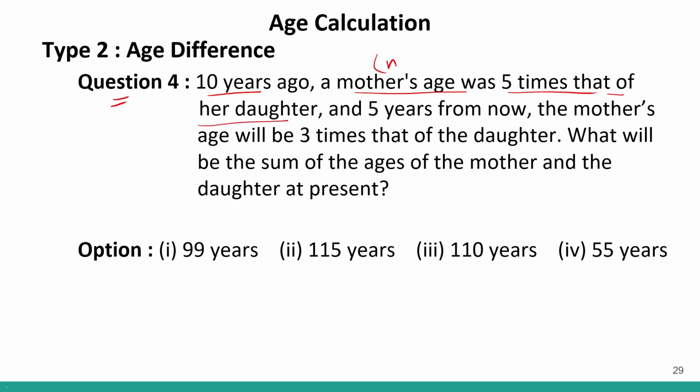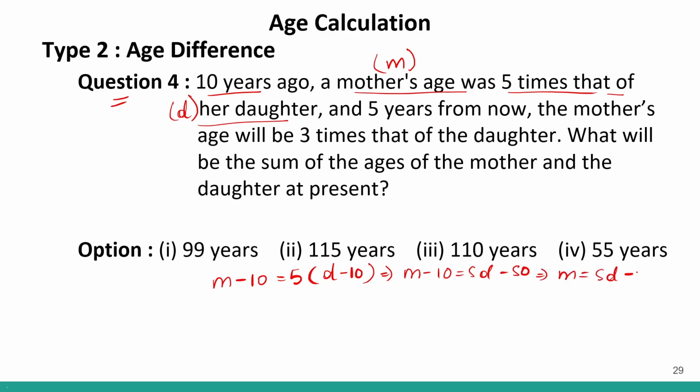So let's say the mother's age is M and daughter's age is D. Okay. So 10 years ago, that means M minus 10, the age of mother was 5 times the age of her daughter. So D minus 10. Clear? If I open this, M minus 10 will be equal to 5D minus 50. So I can say M equals 5D minus 40, because if I take 10 this side, it will be positive. So minus 50 plus 10 will give me minus 40.